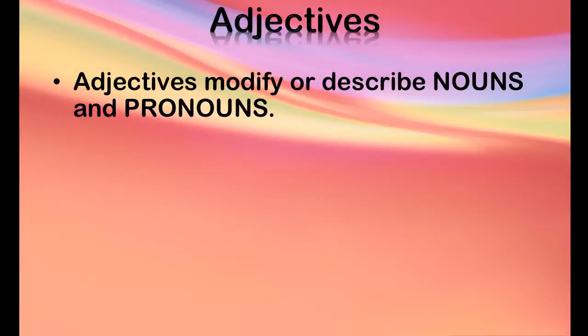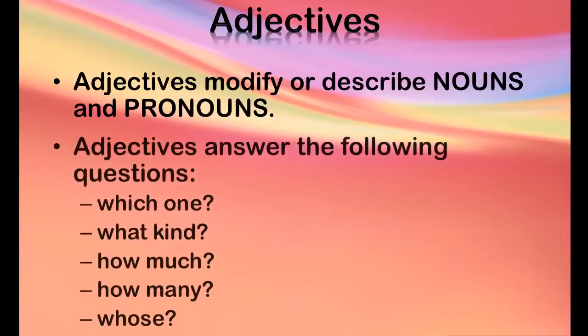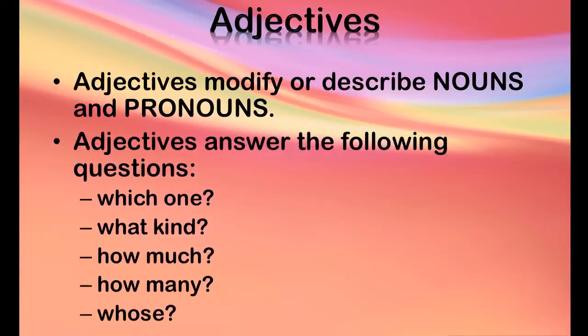The definition of an adjective is a part of speech that modifies, in other words, describes a noun or a pronoun. Adjectives answer the following questions about nouns and pronouns. They tell us which one, what kind, how many or how much, and whose.